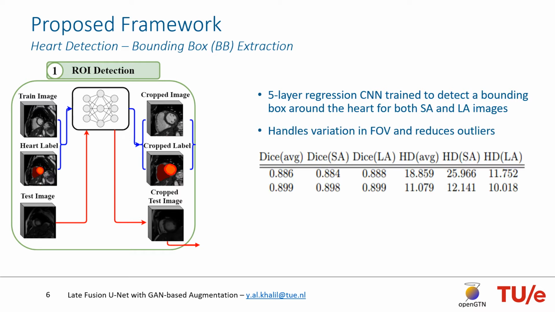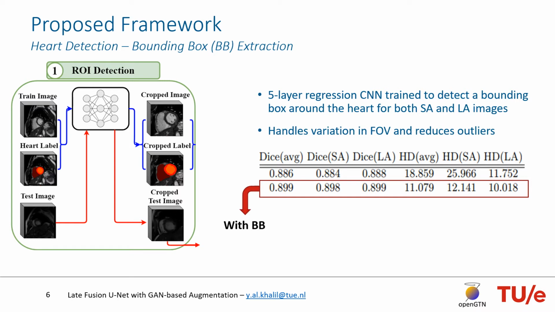We observed that the addition of the bounding box detection module significantly aids in decreasing the HD, or Hausdorff distance, particularly for short-axis images, as it largely eliminates false positives appearing due to large and varying field of view.